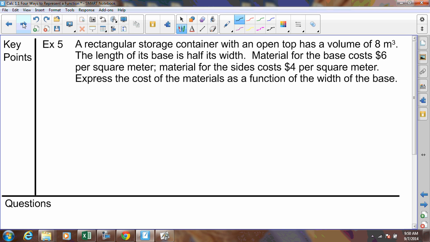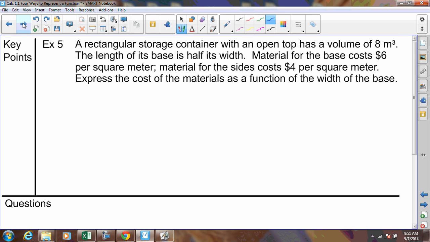Example 5. A rectangular storage container with an open top has a volume of 8 cubic meters. The length of the base is half the width. Material for the base costs $6 per square meter. Materials for the sides cost $4 per square meter. Express the cost of the materials as a function for the width of the base. Okay, so there are several different components going on here. We will need to piece them together.